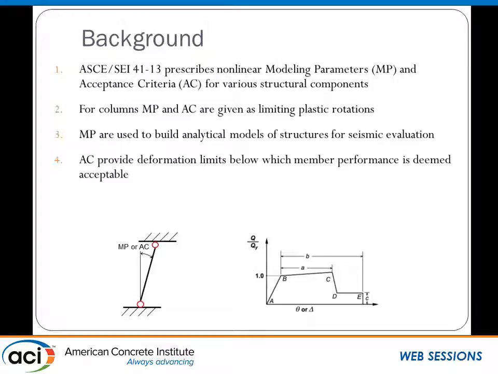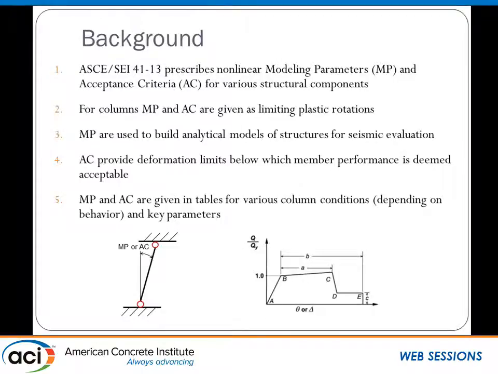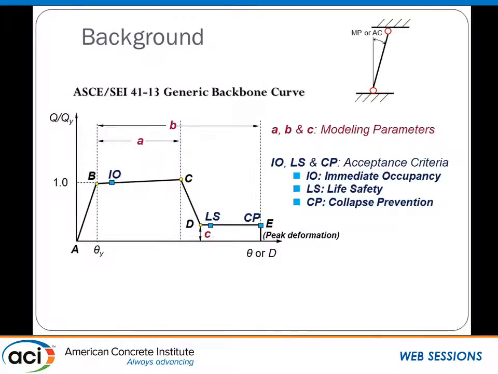If you want to be in immediate occupancy, you have a very strict limit. Obviously, if you want to be at collapse prevention, you're allowed to go very close to the B value all the way out. And as I mentioned, all these modeling parameters and acceptance criteria are given in tables, and we'll see them here. So this is what it looks like, what I just described there. Basic backbone curve. If you define A, B, and actually C, the residual strength, are modeling parameters. And your acceptance criteria for immediate occupancy will be somewhere around here, life safety, and collapse prevention somewhere out there.